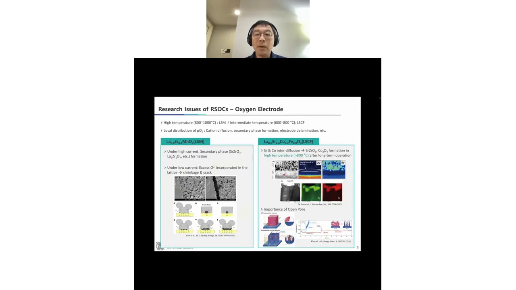Also, when you have this diffusion, it changes the pore structure of the electrode, and it may block the open pores, and then the transport of oxygen or water through these pores is impossible.